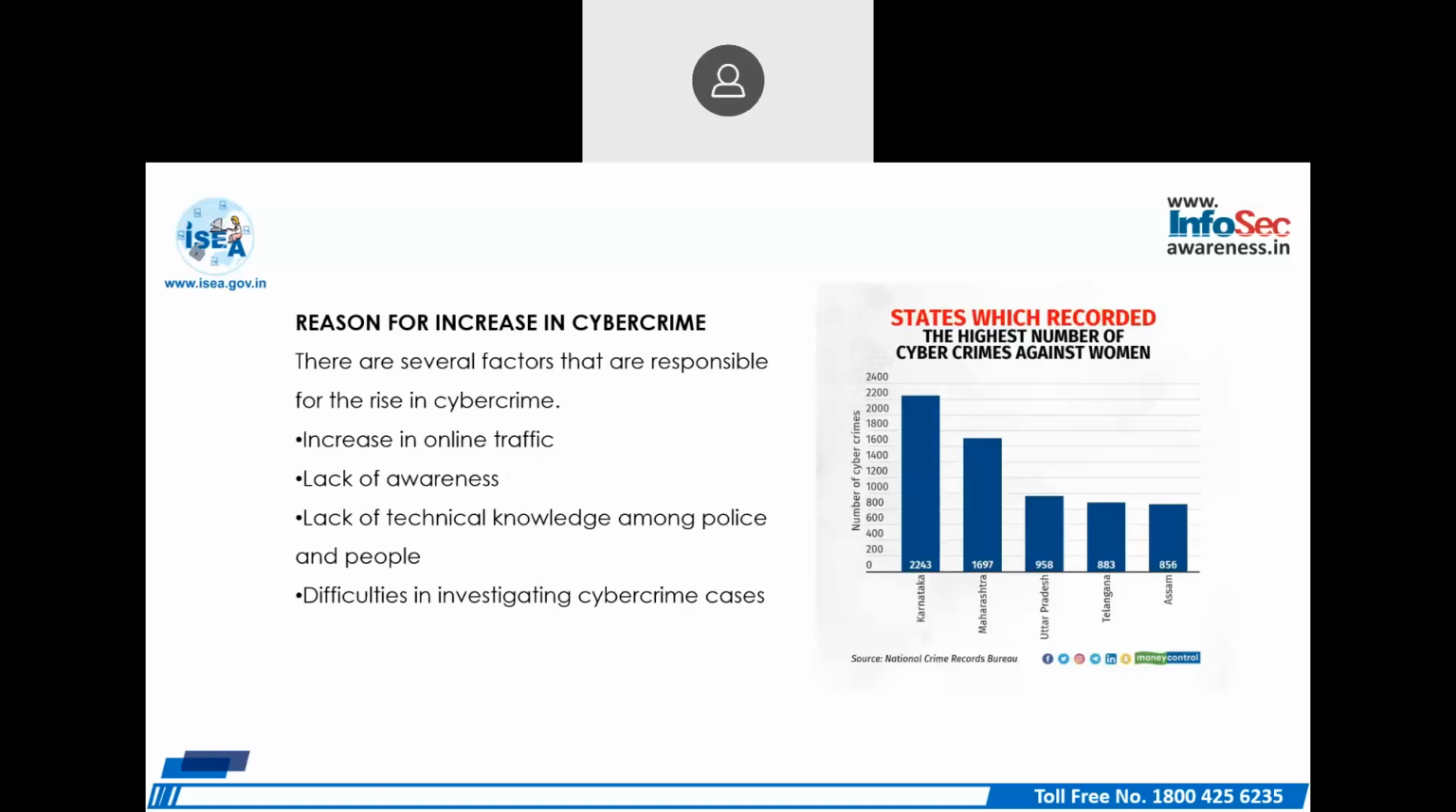The third thing is lack of technical knowledge among police and people. Our police friends may feel sometimes better, but sometimes police are also facing a lot of challenges in the investigation. So the cyber criminals are left out and are not being caught. There are many technical challenges and many kinds of judicial challenges also, because of which these criminals are not caught. So yes, that is also a challenge. The second challenge is lack of technical knowledge in people.